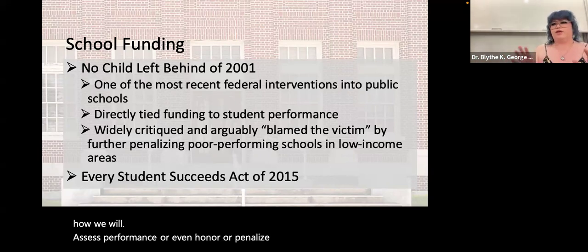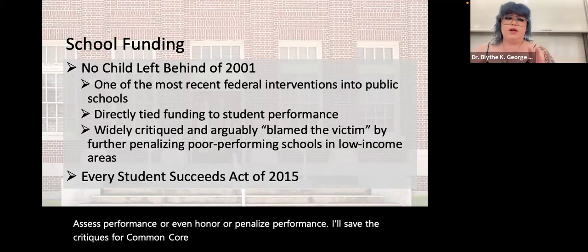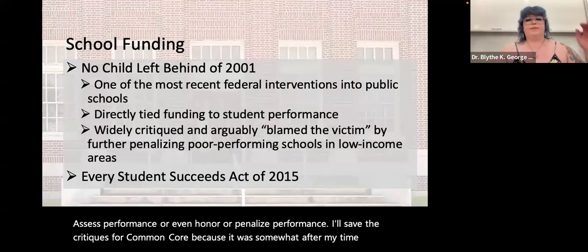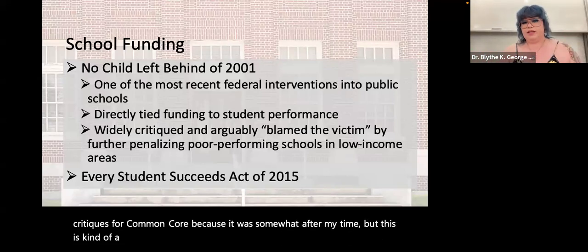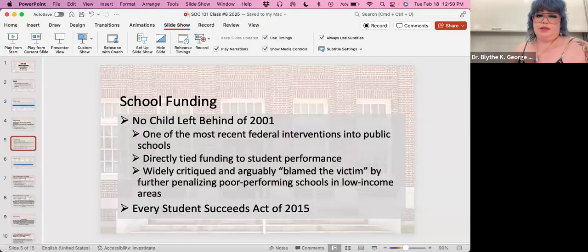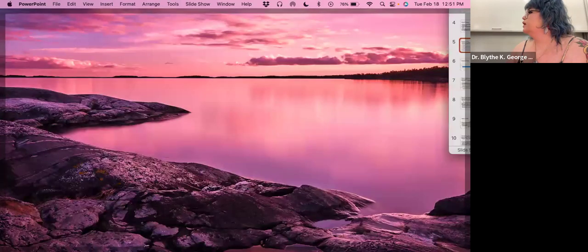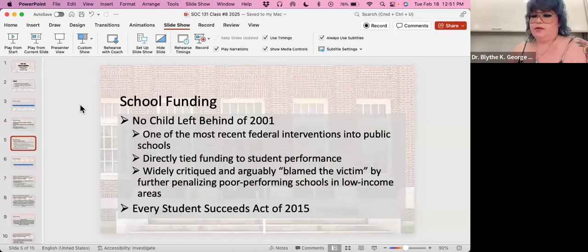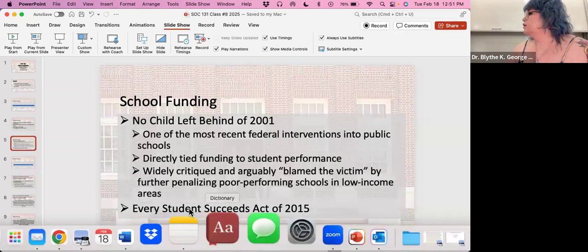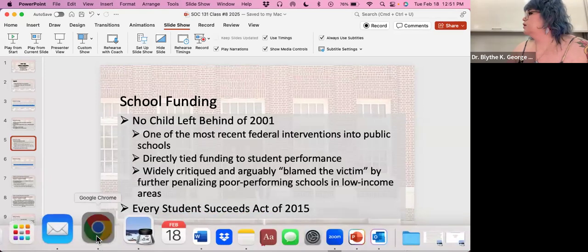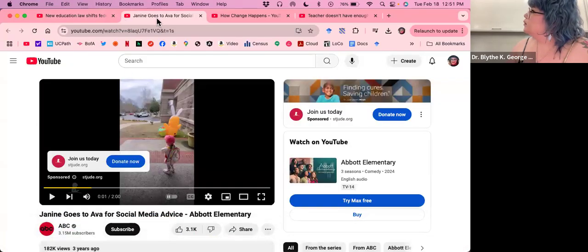I'll save the critiques for Common Core because it was somewhat after my time, but this is kind of a chronology of how these things take place. But I want to give you some content from when No Child Left Behind was happening. If we can find the mouse.